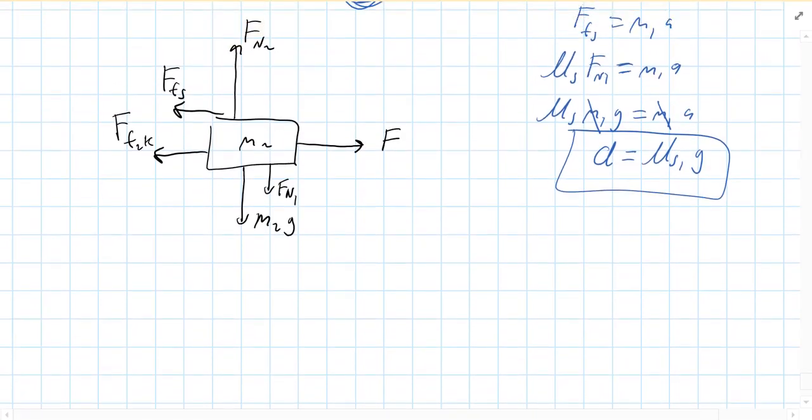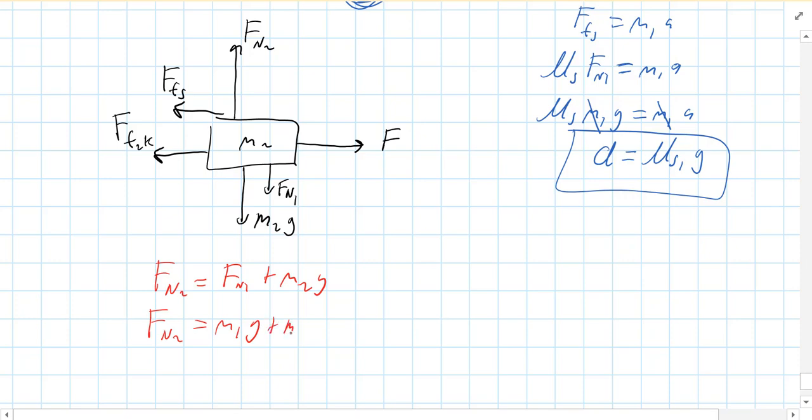Now, I'm going to start with the vertical here. I'm going to need to know the normal force FN2. So FN2 has to equal FN1 plus M2G. And we also know from the previous work that FN1 equals M1G. So we got M1G plus M2G. Now, again, because there's no vertical acceleration going on, you probably already knew this was true, but it's good to prove it. And again, if there were any vertical acceleration, that wouldn't be true.